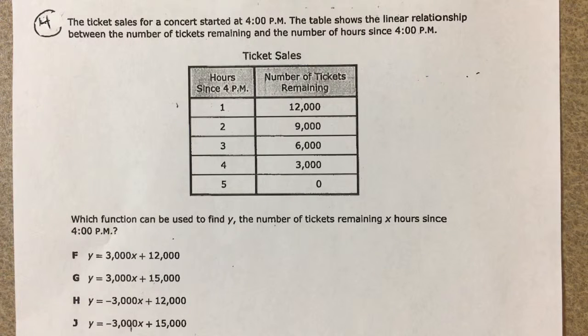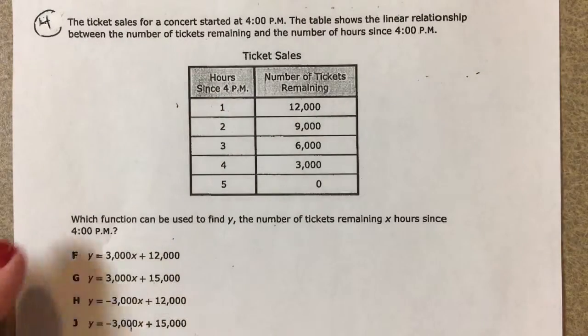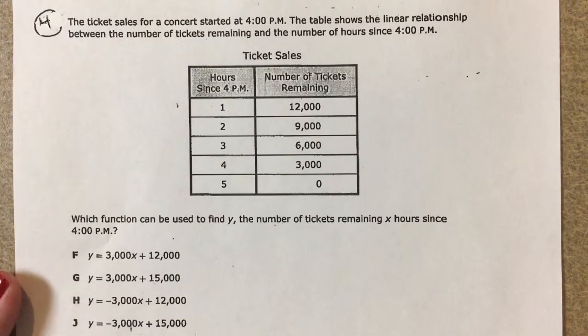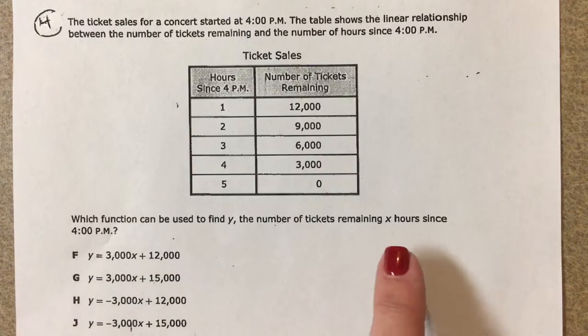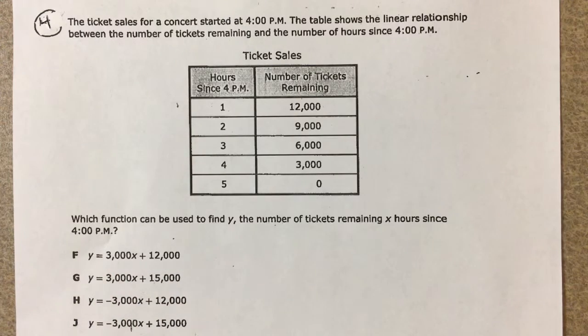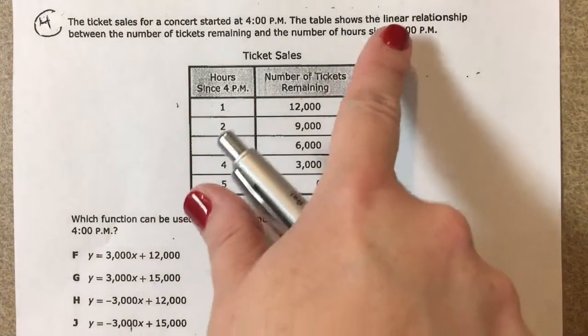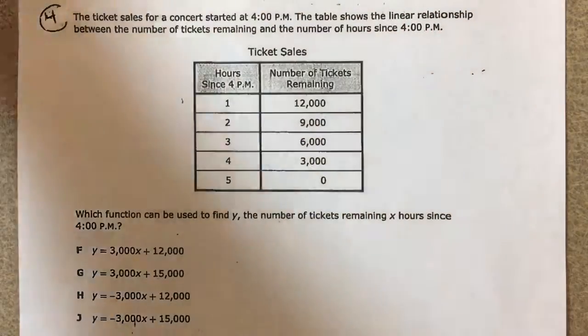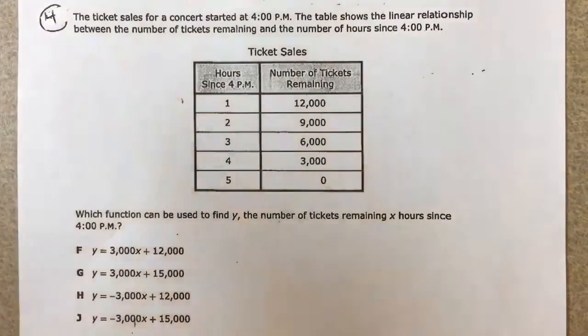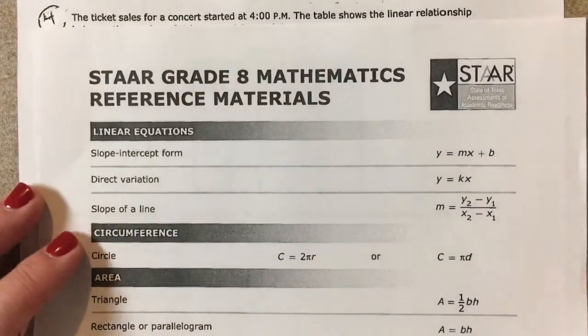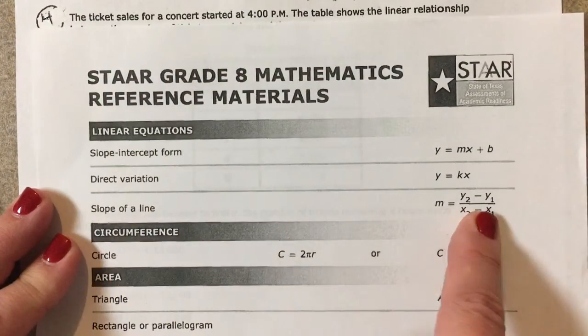The ticket sales for a concert started at 4 p.m. The table shows the linear relationship between the number of tickets remaining and the number of hours since 4 p.m. So here's our table. Which function can be used to find y, the number of tickets remaining, x hours since 4 p.m.? Okay, so this is a linear relationship, and your linear relationship is this first part of your formula chart.